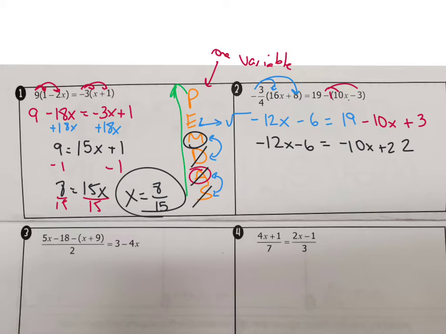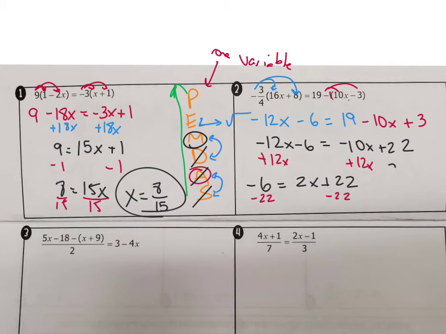Now I still have x's on different sides, so I'm still not on the solve part yet. So I'm going to move the 12x over because I think that's easier, because negative 12 is a little bit smaller than negative 10. So I end up with negative 6. If you added 10x to both sides, that's fine as well. Negative 6 equals 2x plus 22. Now we're finally allowed to use PEMDAS backwards. So now I'm going to get rid of the addition. To get rid of the addition, I subtract 22 from both sides.